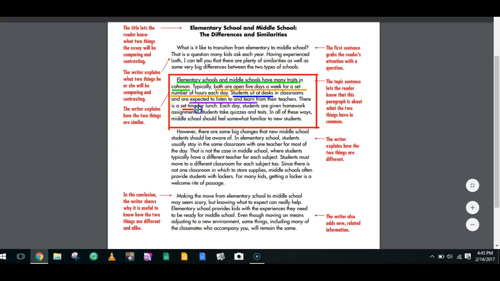Set time for lunch. What's another one? Homework. What's another one? Quizzes and tests. And so all in all, we have 6 different similarities that our author decided to highlight in their first body paragraph.